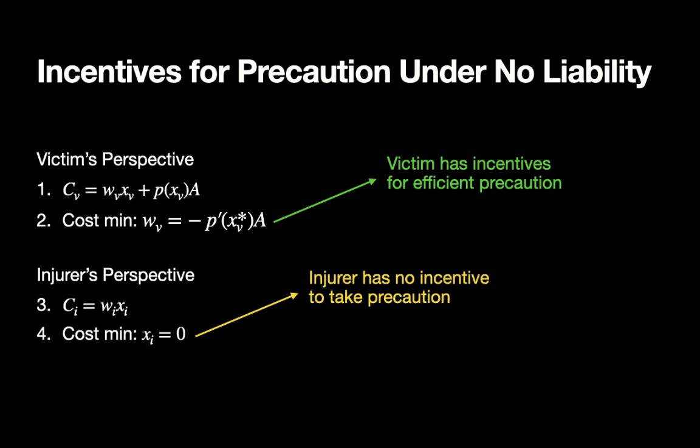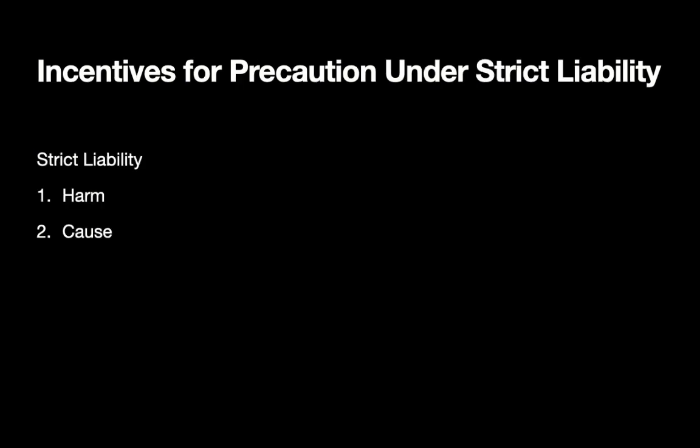This may or may not be efficient. If the optimal level of precaution for the defendant is 0, and it only makes sense for the plaintiff to take precaution, then a no liability rule may make sense from a social perspective. No precaution on the part of the injurer can be efficient.